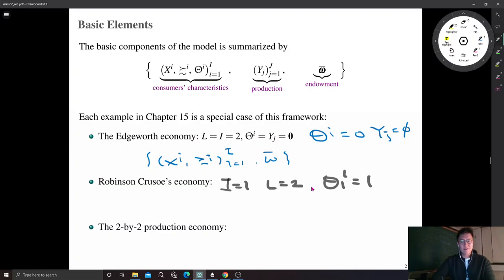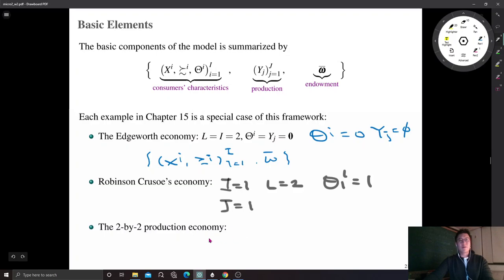And the number of firms is equal to 1, right? So there is only one production set. And the endowment was given by that L bar, so 24 hours or 16 hours, whatever. So that's the Robinson Crusoe economy, also a special case of this general framework.